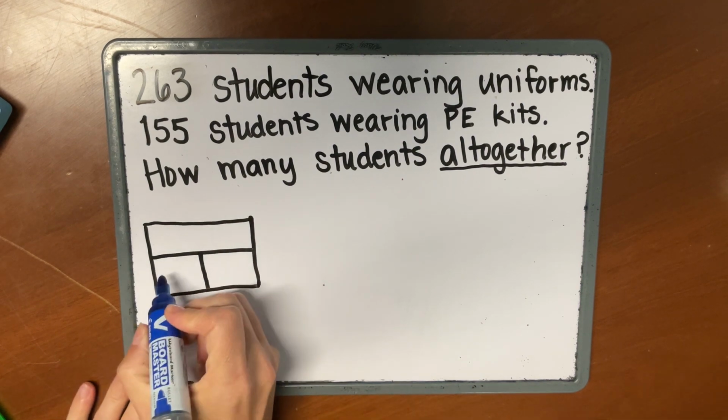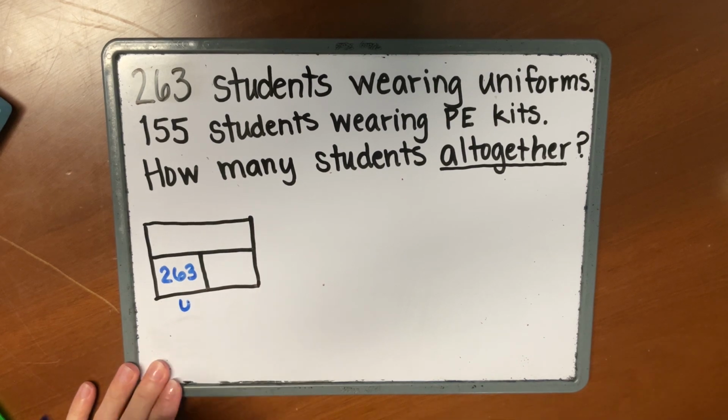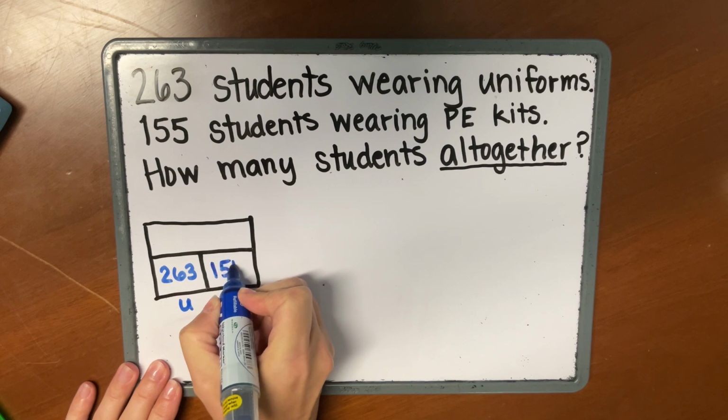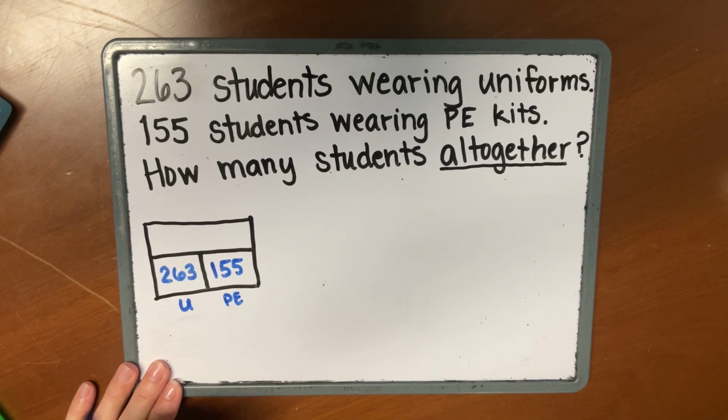Well, I know that 263 were wearing uniforms and 155 students were wearing PE kits. So we're really trying to figure out how many students were there all together, the whole. Today, go ahead and build this problem.